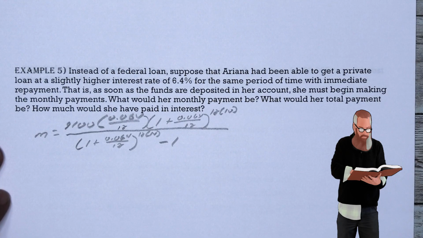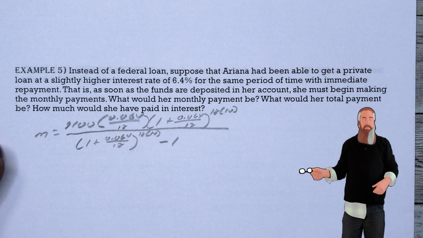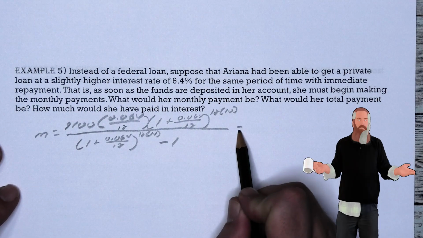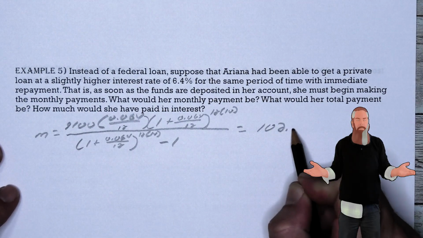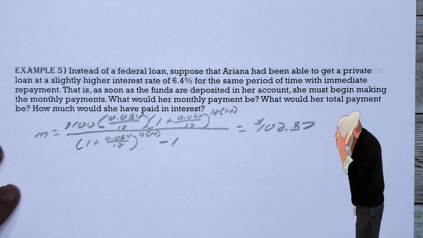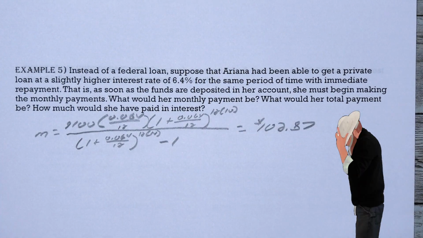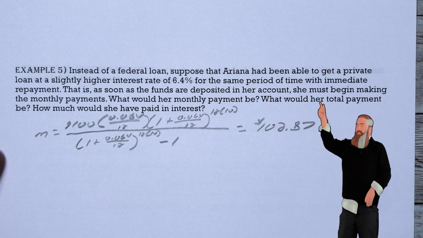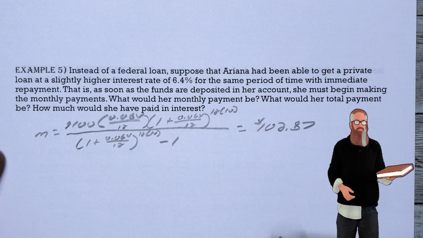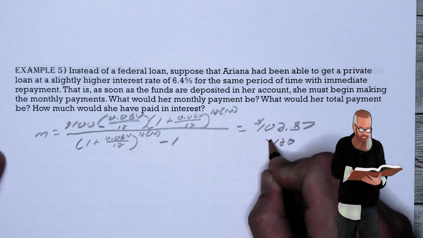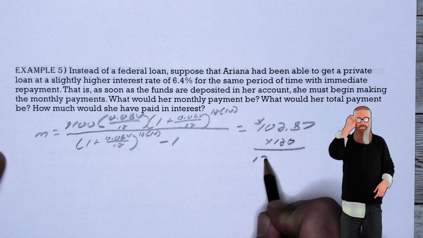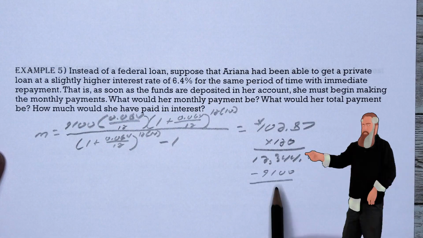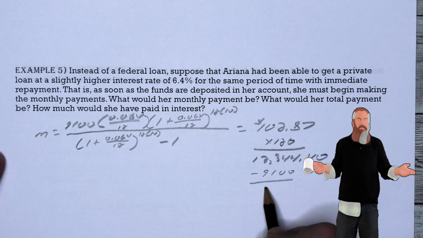Now, we should become familiar with this monthly payment formula at this point, and by all means refer back, but here I have filled in the values already so that we can use the calculator and get $102.87. Ariana's monthly payment would be approximately $102.87. Her total payment is the product of her monthly payments and the number of months she will be making payments. So multiply that by 120 and we get $12,344.40.